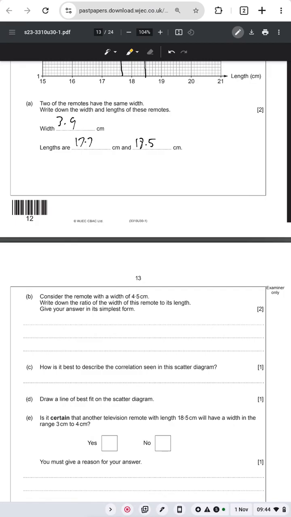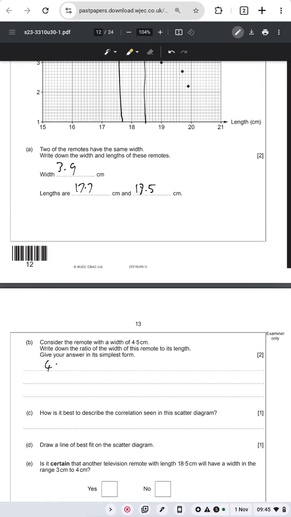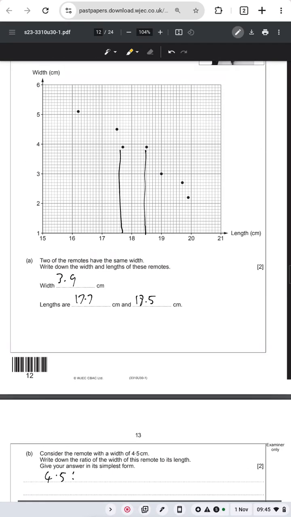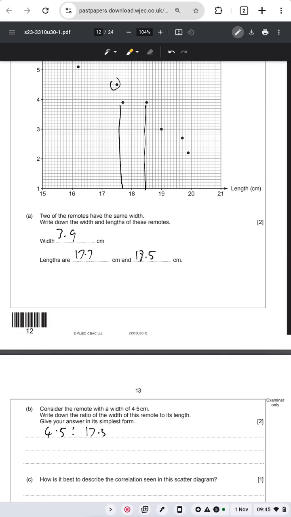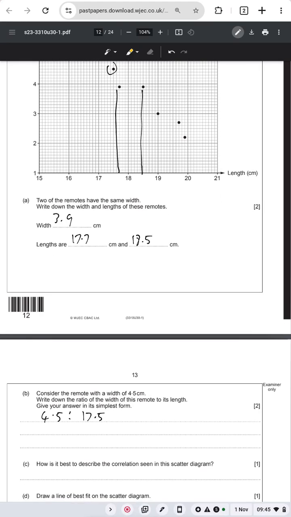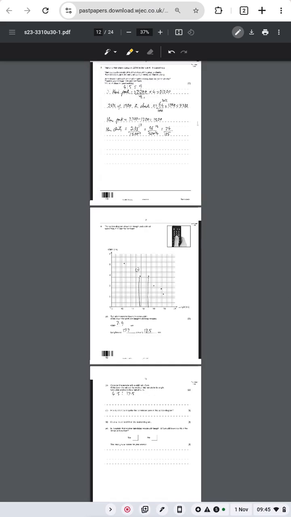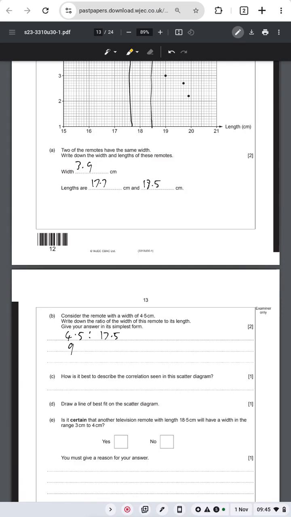Consider the remote with a width of 4.5. Write down the ratio of its width to the remote's length. Give your answer in the simplest form. So we know the width is going to be 4.5, and that's going to be this one, which has a length of 17.5. So both of these are divisible by 0.5. So that's going to give a ratio of 9 to 35. And I don't think that can be simplified anymore, because 9 is only divisible by 9, 3 and 1, and 35 isn't divisible by 3 or 9.